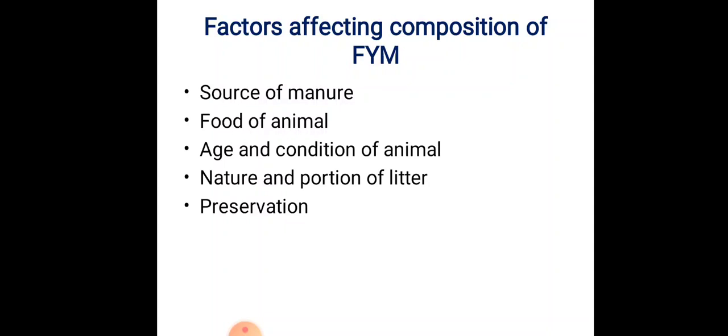Then food of animal. Food of animal plays an important role because if the animal consumes proteinous food, then their cow dung, or their dropping, also consists of more protein, and due to this reason food of animal is important. If an animal eats protein-rich food, then its dropping, its wastage, also has a higher amount of protein. So the food of animal is also important. Then age and condition of animal.